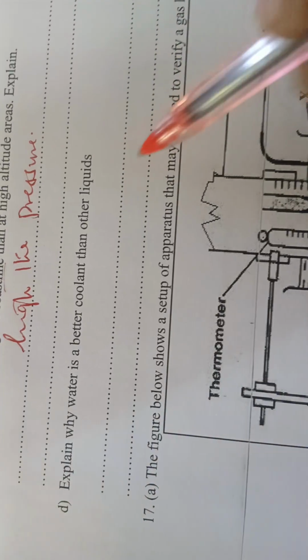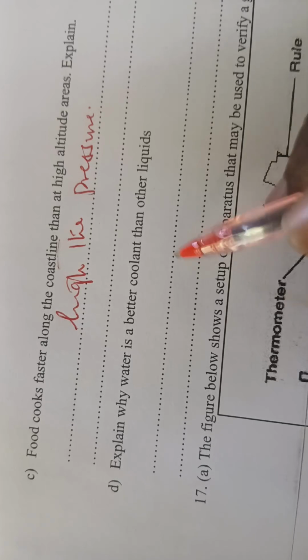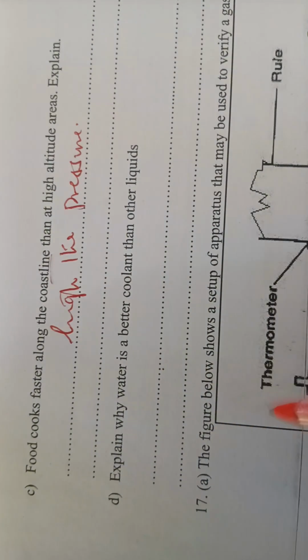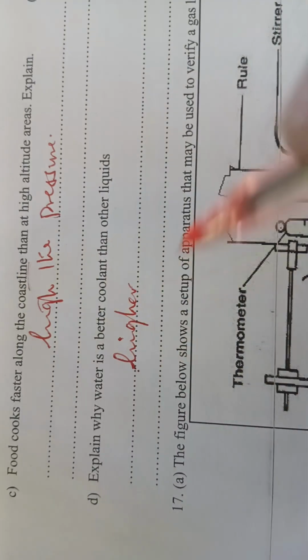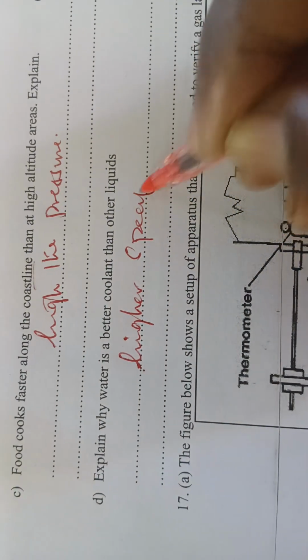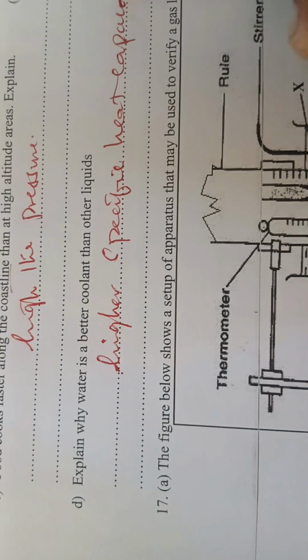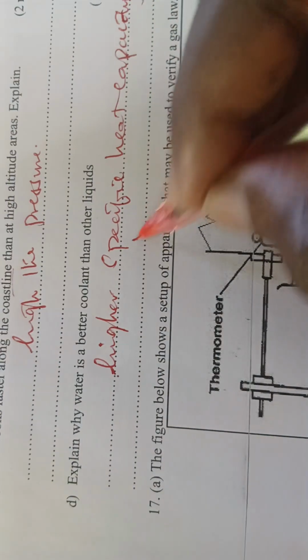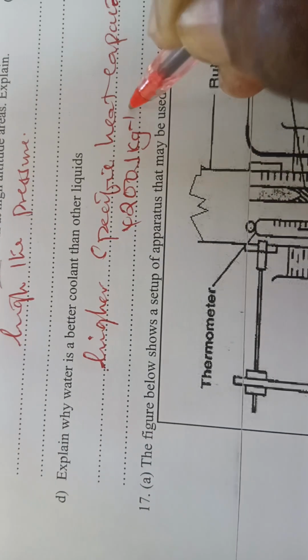Then why is water a better coolant than other liquids? Here we say that water is a better coolant because it has a higher specific heat capacity. We know that it is around 4,200 joules per kilogram per Kelvin. That's why it is a better coolant.